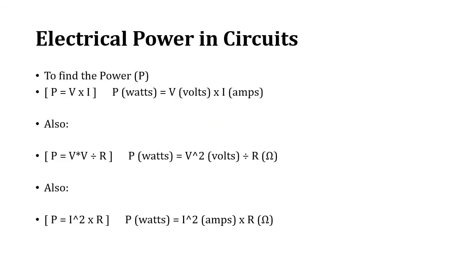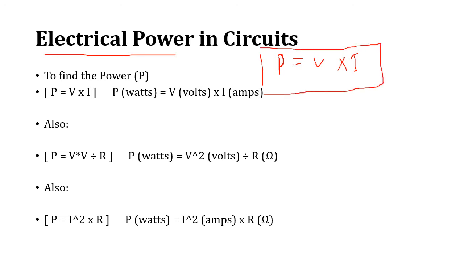Till now we have analyzed Ohm's law. Now let's move on to electrical power. To find the electrical power P, the basic equation is that we multiply the voltage by the current. Using this equation, we can simply find the power. The unit of the power is watts, normally denoted by W.